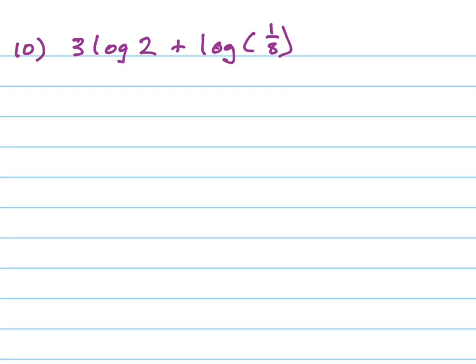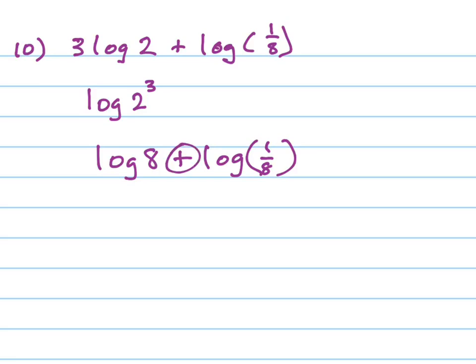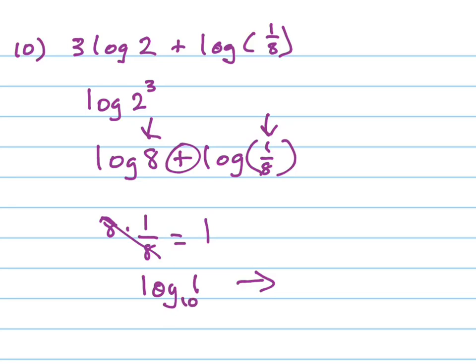I like this one. Becomes the log of 2 to the 3rd power, which is log of 8, plus log of 1/8. Because we're adding them, that means we multiply these two numbers. So 8 times 1/8. The 8s will divide away, leave you 1. So it becomes log of 1. And log base 10 of 1, or log of base of anything of 1 equals 0. So don't forget those simplified versions, right? If anytime you have the log of 1, that always becomes a 0.